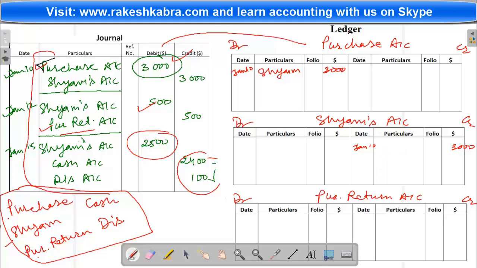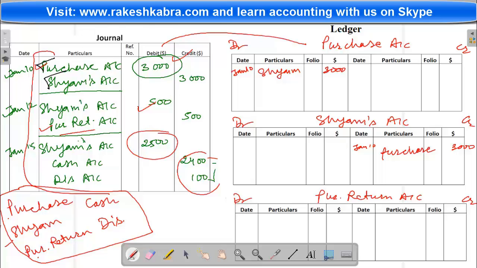The name of the purchase account. So posting is done in Shyam's account also. Now the second entry. In the second entry, tell me which one is the first account? Shyam's account. So is Shyam's account debited or credited? Debited. So in the Shyam account on the debit side, first write down the amount.